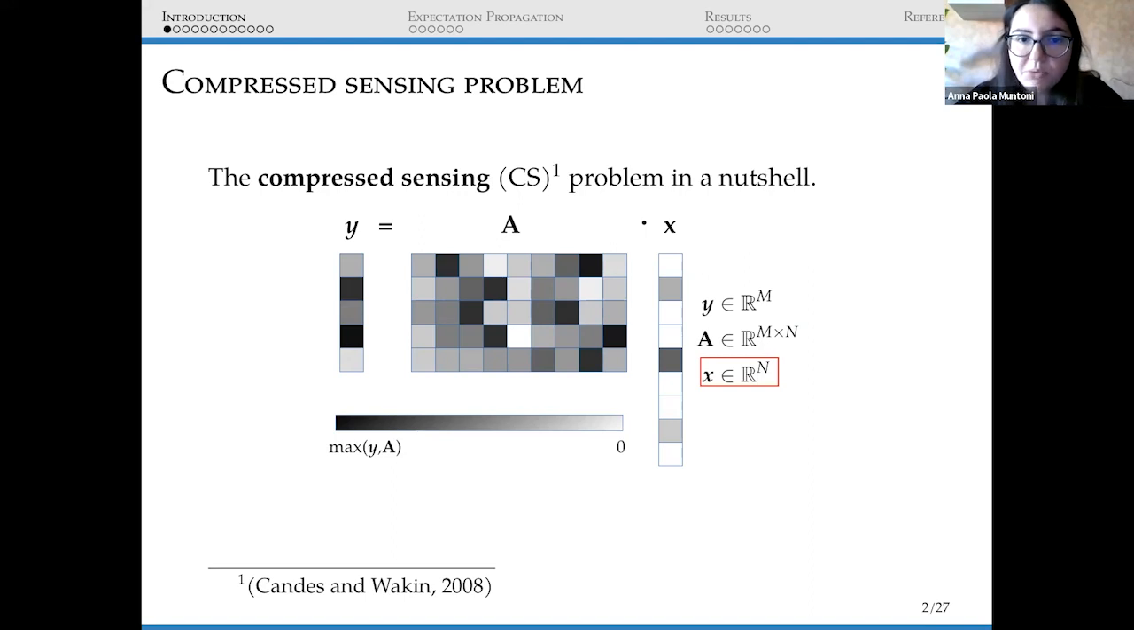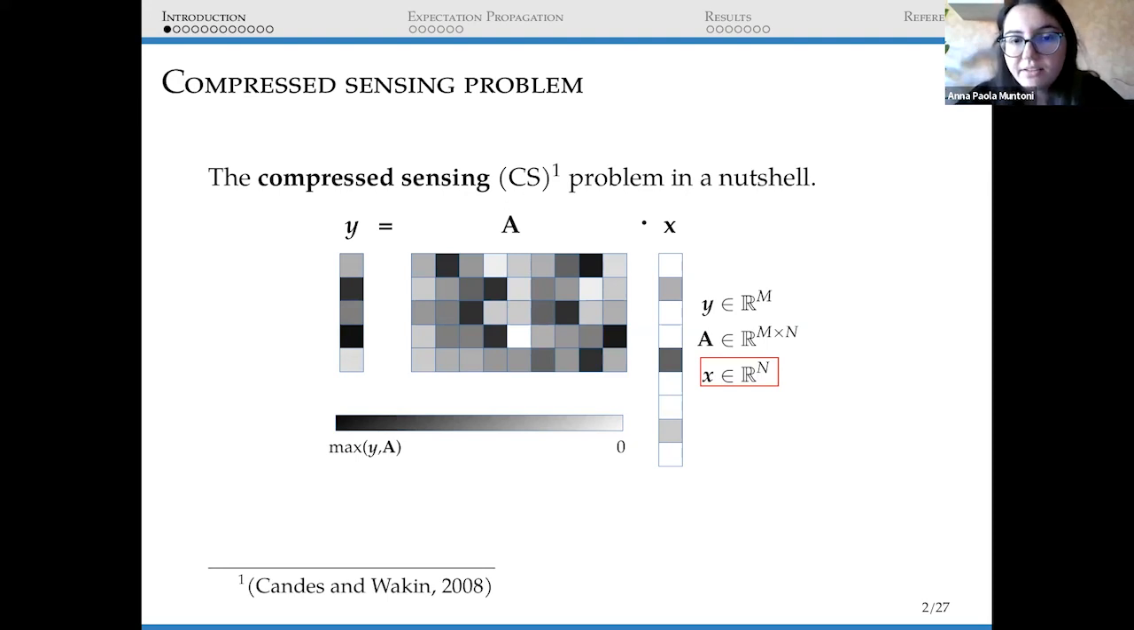This machine A produces an output, which is stored in a vector called y. So in this formalism, we call y the measurement vector, A is the sensing matrix, and X is the signal that we want to recover. Since these numbers are all real numbers, there is a way of designing this sensing matrix A such that the vector y will be as informative as possible.